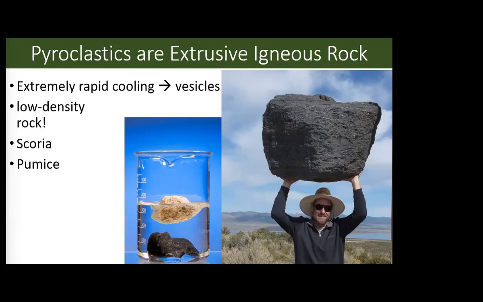We call these things vesicles because they're not necessarily pores. Pores occur in every rock, but vesicles occur only when you have extremely rapid cooling. All of these rocks were brought up to the surface from that explosion of the eruption, and they cooled so rapidly that air pockets formed all throughout the rock. Those are called vesicles.